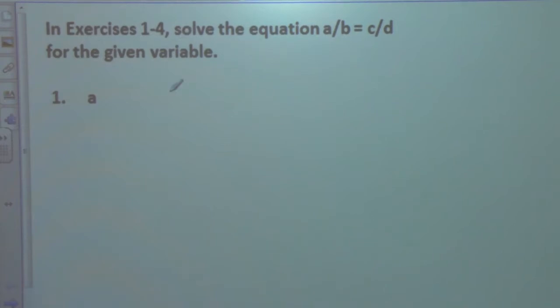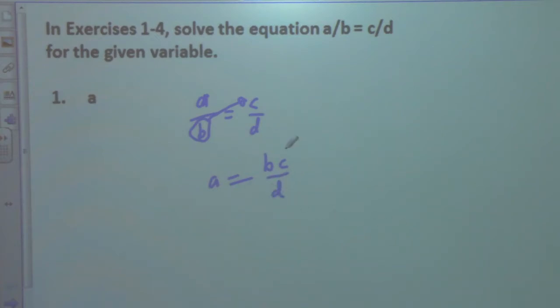Basically, 1 through 4, you have this equation here. You have A over B equals C over D, and you're given a different variable to solve for each time in 1 through 4. So for A, if you just cross multiply this B, you're going to get A is equal to BC over D.